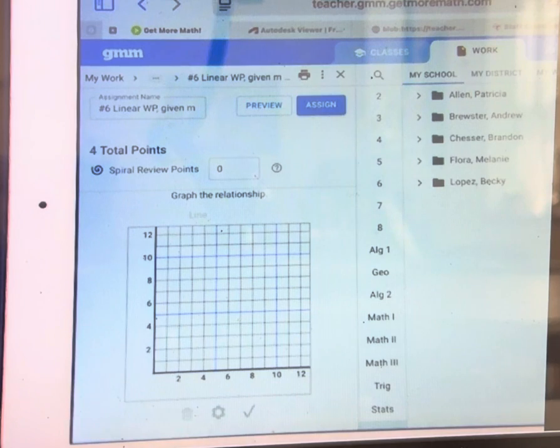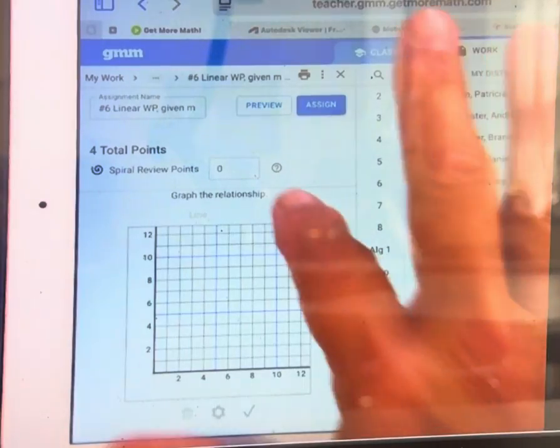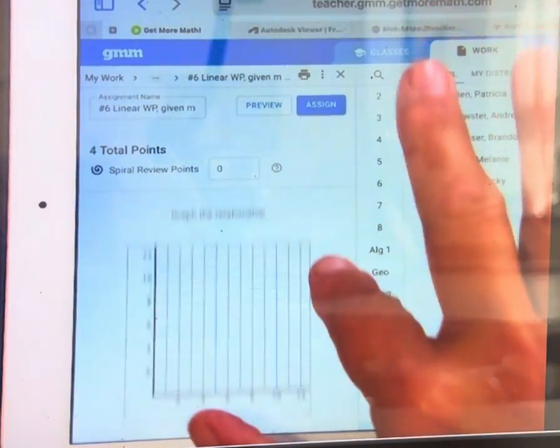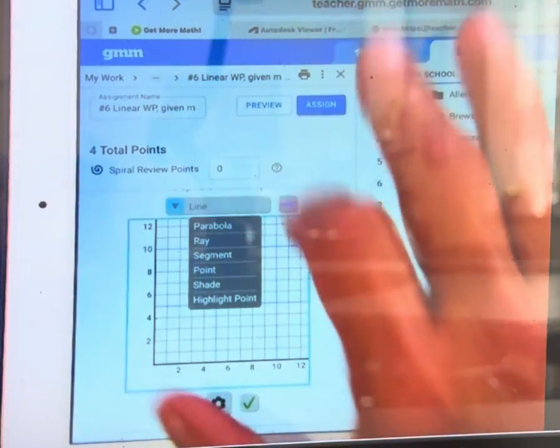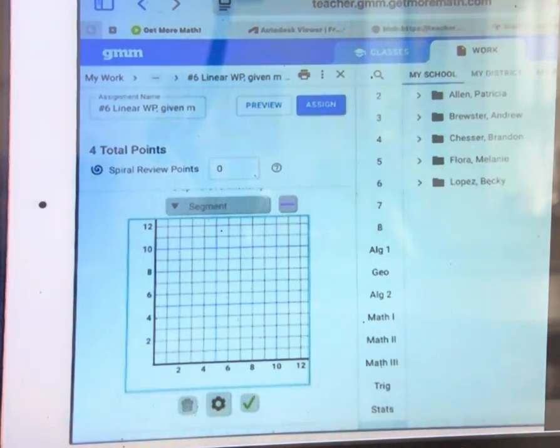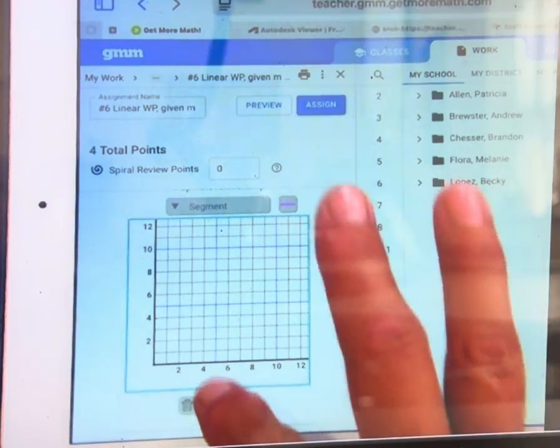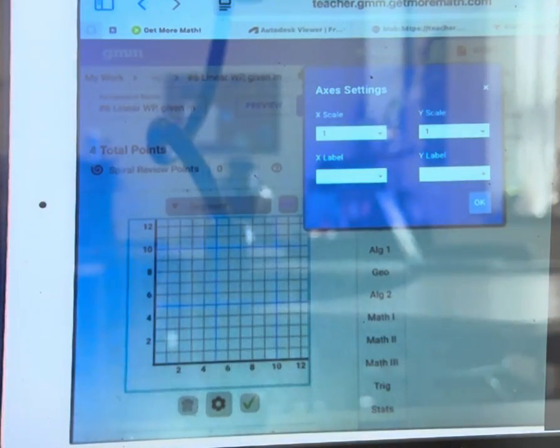Okay, so I just picked a random problem with a random graph, so it doesn't necessarily have the same names. To graph the first one, I would go up to the top where it says line and change that so that it says segment. And then go down to the circle down below, and then you can change the settings.